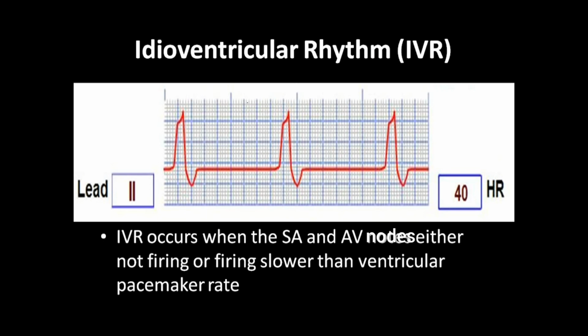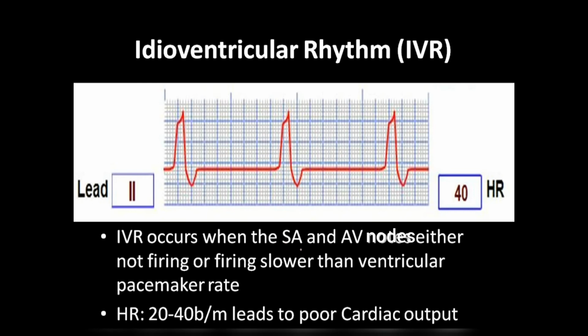Then it will be called IVR or idioventricular rhythm, and the heart rate will be 20 to 40 beats per minute. This leads to poor cardiac output.